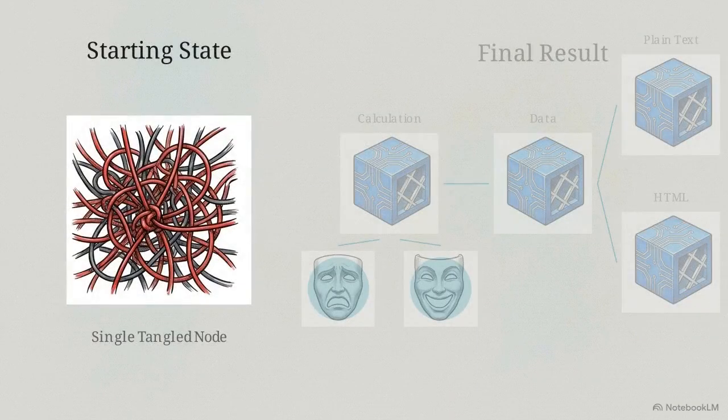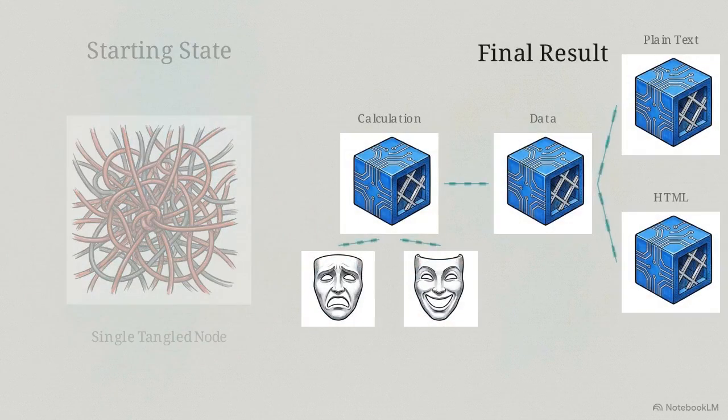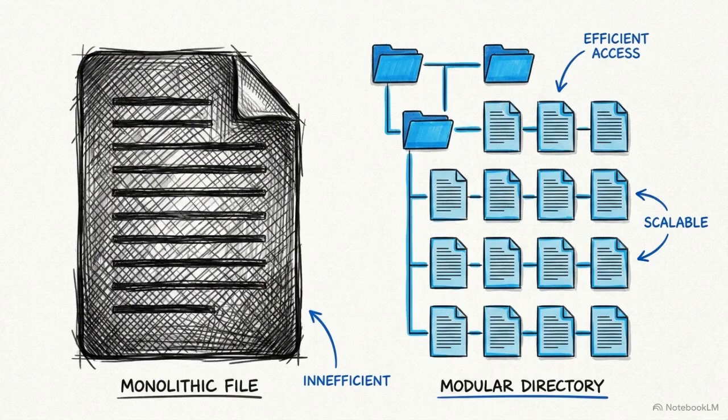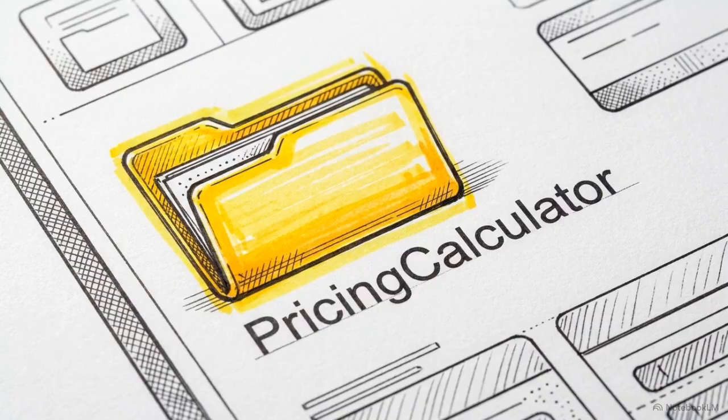Here is the difference between the starting state and the final result. On the left, the logic is a single tangled node. On the right, it is a pipeline of separated, manageable components. The final refactored codebase contains more lines of code and more files than the original monolith. This expansion is a trade-off for clarity.